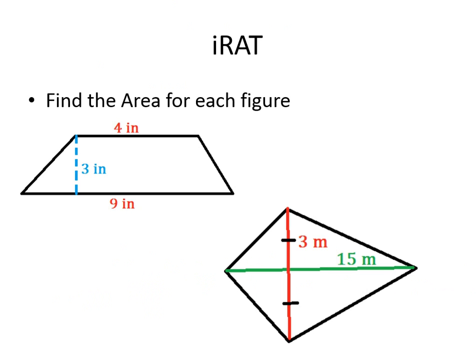Your IRAT here, you've got two figures. This 15 for this figure is the entire length. So the entire length is 15. Here's your trapezoid, here's your kite or rhombus. Find the area of each. And this 3 is only the top length. It's not the bottom. So the top length is 3 here, the whole length is 15. And there's your IRAT. Don't forget your units.